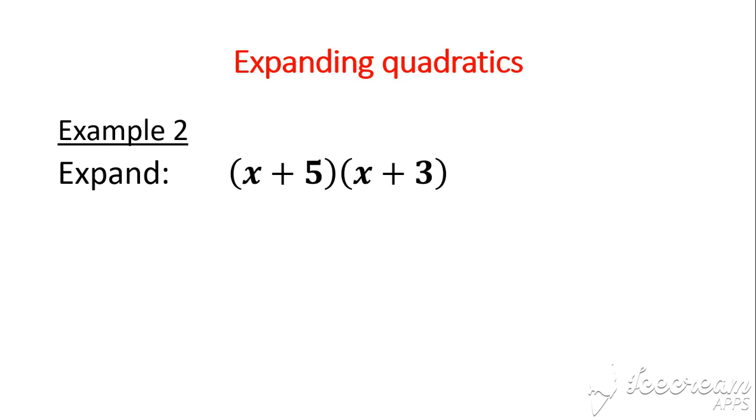Right, let's try a second example. Let's expand this one. X plus 5 multiplied by x plus 3. Here we go. First rainbow. X multiplied by x is x to the power of 2. X multiplied by 3, it's a plus 3, so we're going to write down plus 3x. X multiplied by 5, it's a plus 5, so we're going to write down plus 5x.